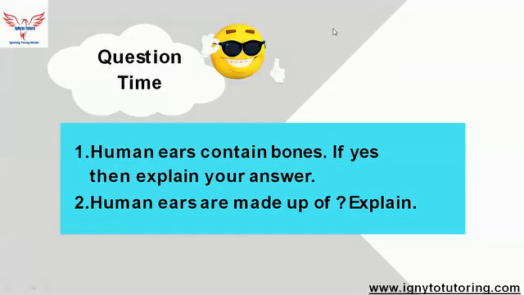And the answer for the next question is that the human ear is made up of tough cartilage covered by skin. Its main job is to gather sound and funnel it to the ear canal, which is the pathway that leads to the middle ear.